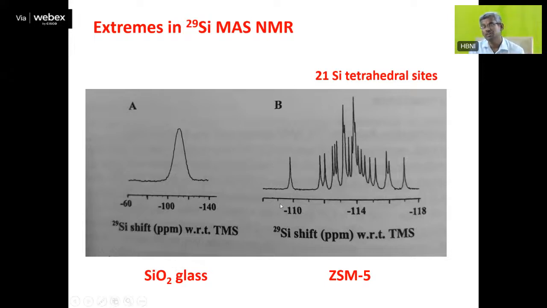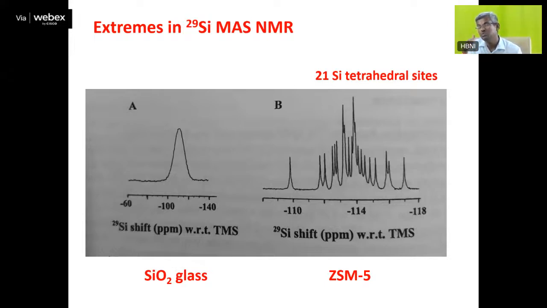But of course, this has to be done at a very high spinning speed of the order of 20 or 25 kilohertz, because I mentioned in the last class that there is a problem in solid state NMR, which is the spinning side bands. If you take a compound having multiple silicon environments and record it at lower spinning speed, you will not be able to distinguish which is the isotropic peak and which is the spinning side band, because many times they overlap. You have to do multiple spinning speeds, and even then there may be cases in which the isotropic line overlaps with the side bands. So this is a problem.